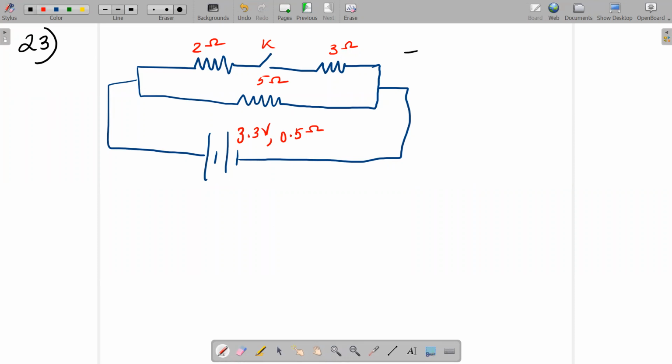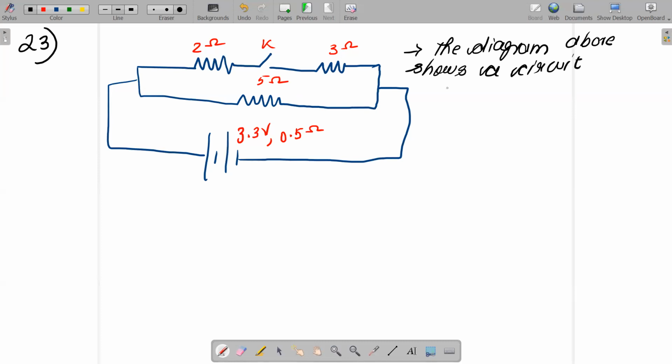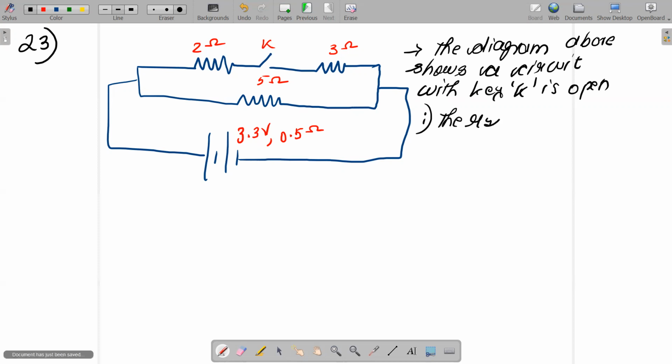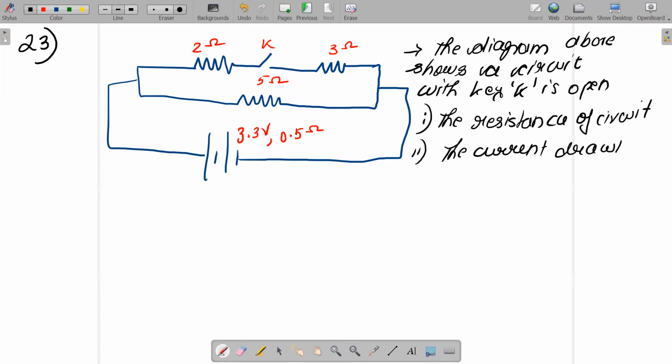Now, the question: the diagram above shows a circuit with the key K open. First one: the resistance of the circuit when the key is open. Second one: the current drawn from the cell when the key is open.